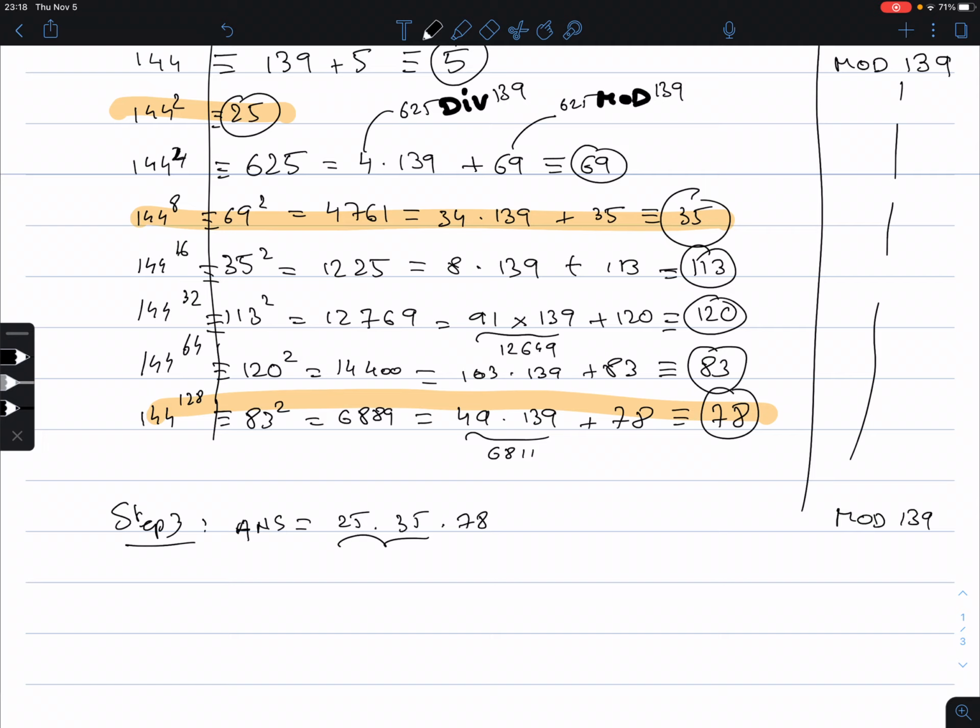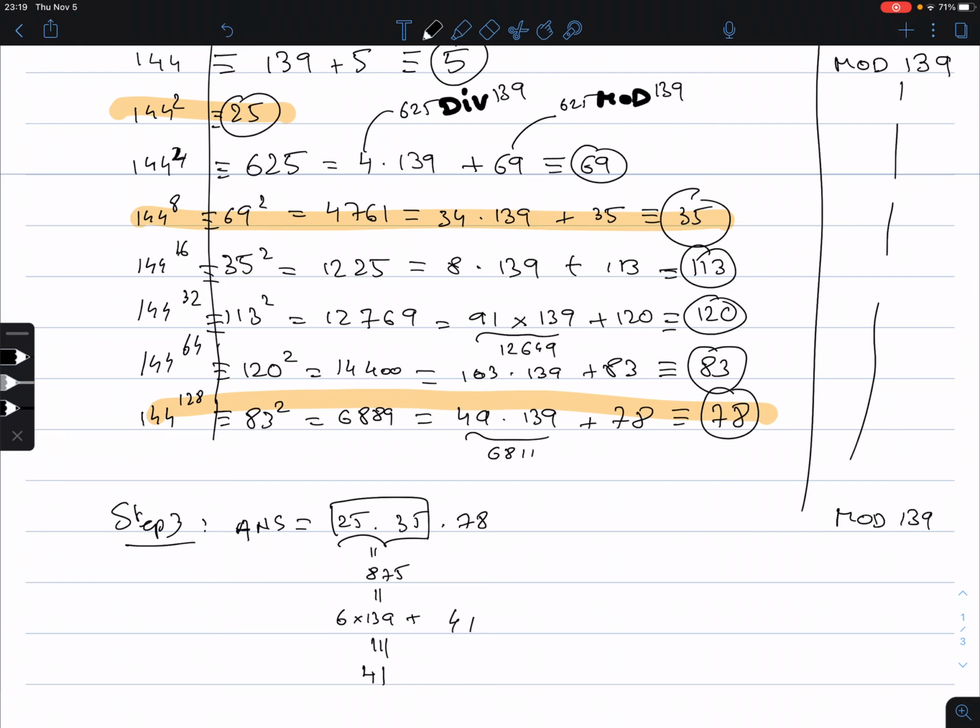So we do 25 times 35, that's 875. So if we divide that by 139, it goes in there 6 times. So this is 6 times 139 plus something. Now, what is this? 139 times 6 is 834. So what I'm missing is 834. So in other words, if I subtract, I get a 41. Okay? So let's get rid of this particular thing. What does this now mean? This means that this is modulo 139 the same as 41. These two numbers, these two.